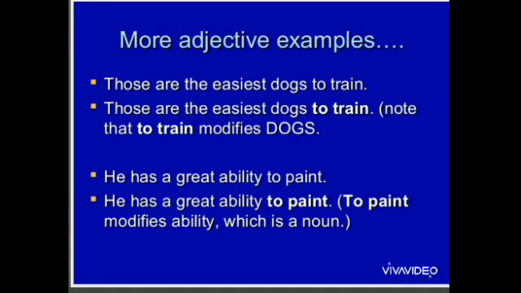Those are the easiest dogs to train. To train modifies dogs, which is a noun. He has a great ability to paint. To paint modifies ability, which is a noun.